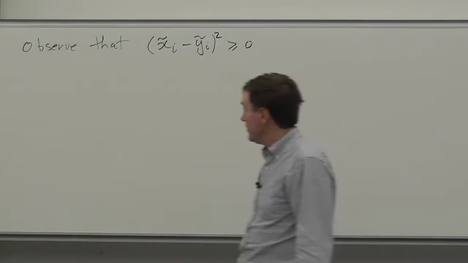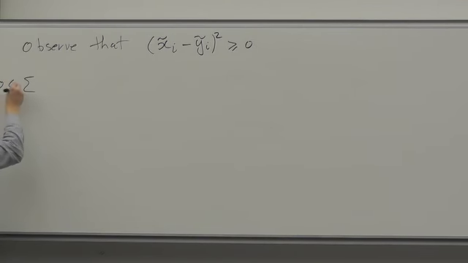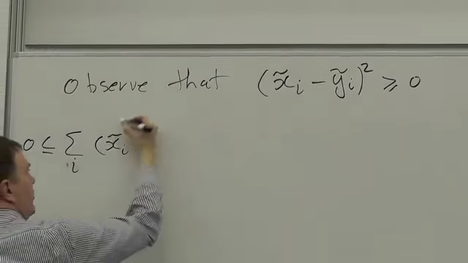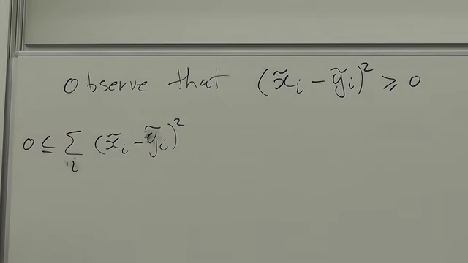And so we can add those things up, and we now find that if we add those terms over i, the sum of those squares has to also be greater than or equal to 0. Now we simply expand this expression and look at what we get when we do it.